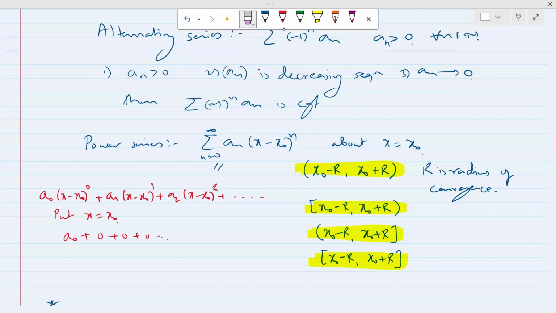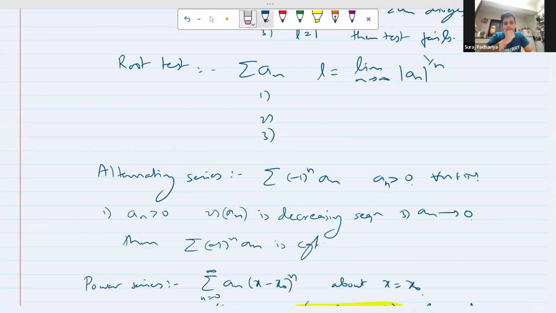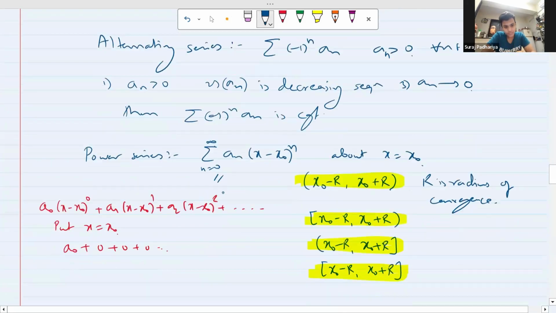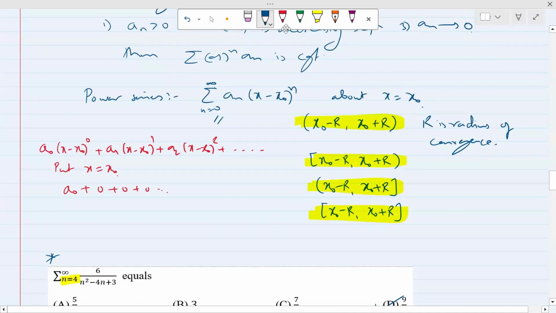So what does that mean? That means that your power series always converges at the center point, x equal to x naught. Every power series always converges at x equal to x naught. So on the real line, you have one point, x naught, at which your power series always converges.